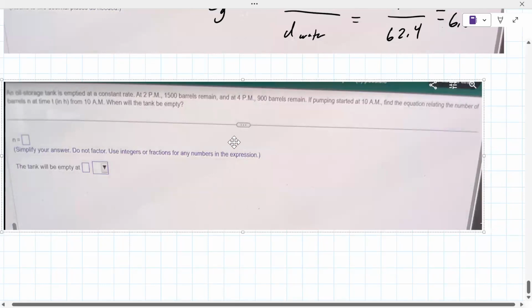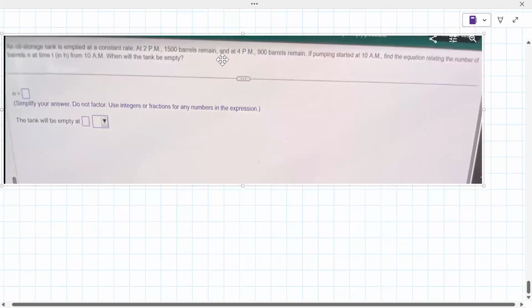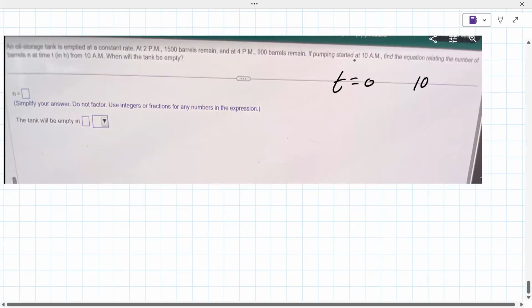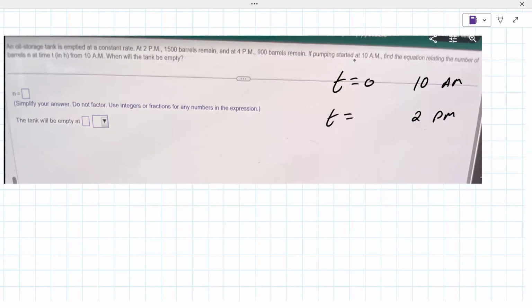Oil storage tank is emptied at a constant rate. At 2 p.m., 1,500 barrels remain. At 4 p.m., 900 barrels remain. If pumping started at 10 a.m., find the equation relating number of barrels in at time t from 10 a.m. When will the tank be empty? Okay, so t equals 0 is 10 a.m. 2 p.m. is t equals 4, and 4 p.m.